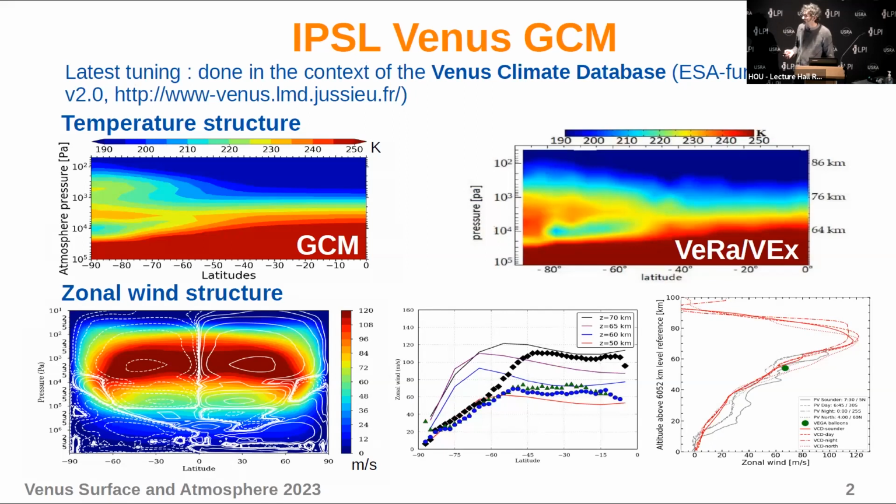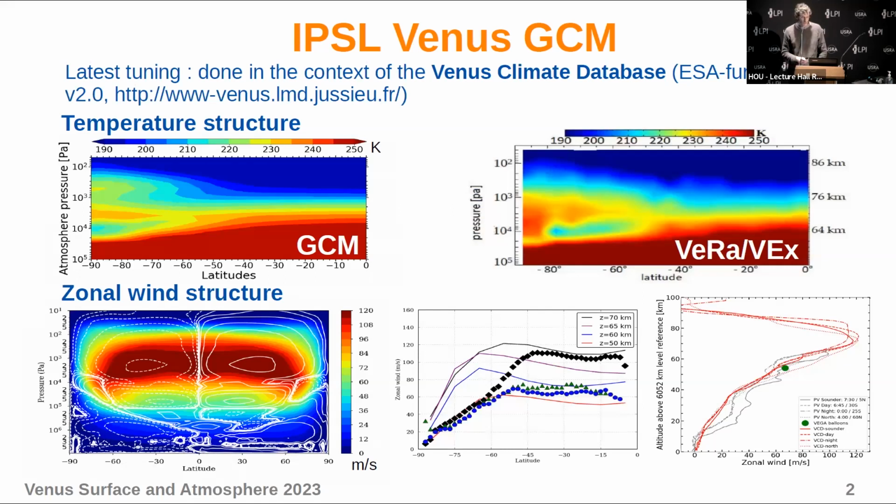The version I'm using here is the one that has been used for the latest tuning, done in the context of the Venus Climate Database, which is an ESA-funded project that we've been developing recently to give you access to the GCM results in a useful way.